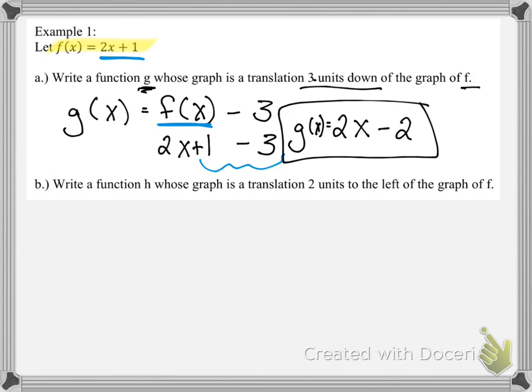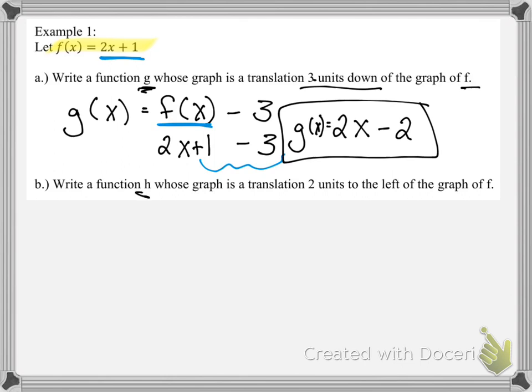So how these two graphs are going to be related, if I was to graph this in my calculator and graph them both on graph paper, this one would be 3 units above this one, because this one would be 3 units down of the original, because that's what I wanted to do, move it 3 units down. Okay. Example 1b.